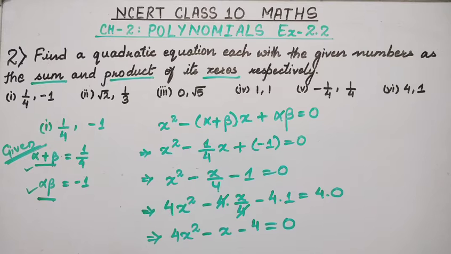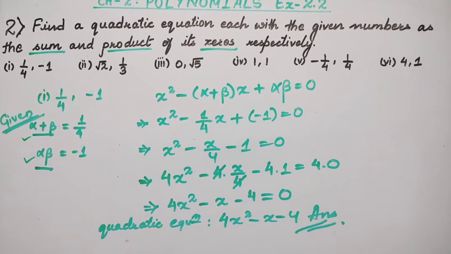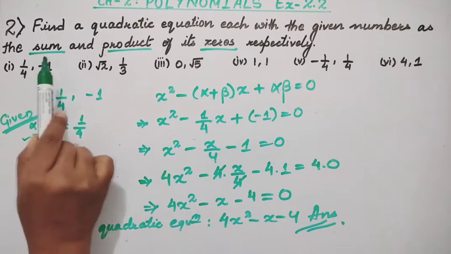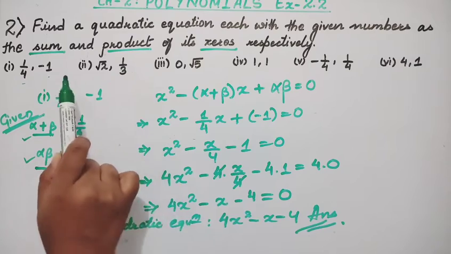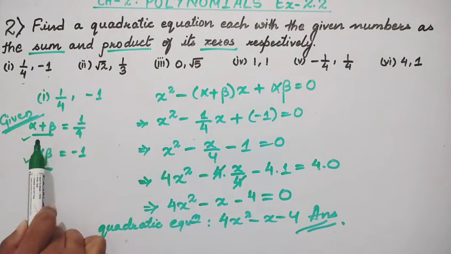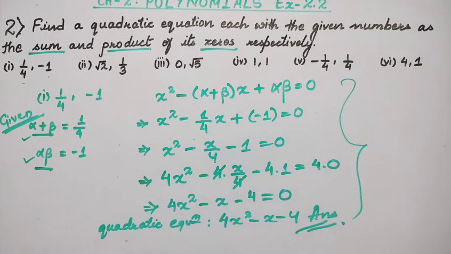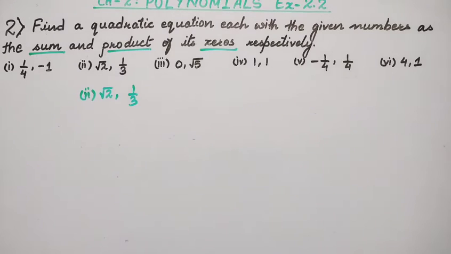So the quadratic equation is 4x square minus x minus 4, which is your answer. So this is how you find the quadratic equation from the sum and product of zeros. If the sum and product of zeros of a quadratic equation are given, then this is how you will find the equation. Now we'll move to the next question.